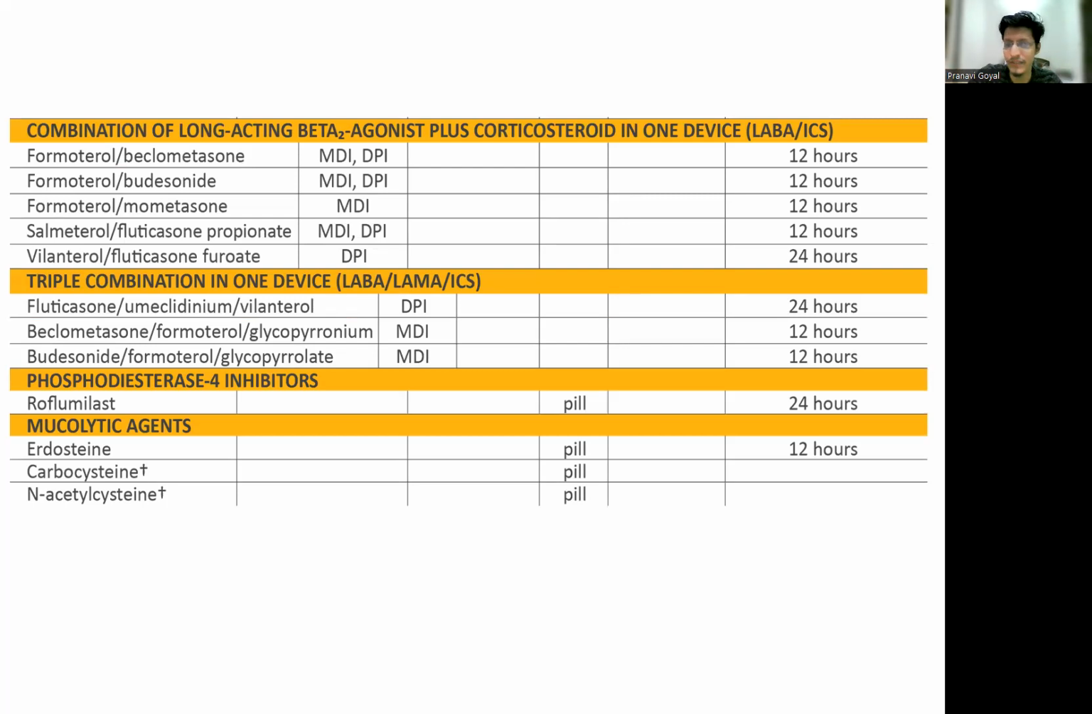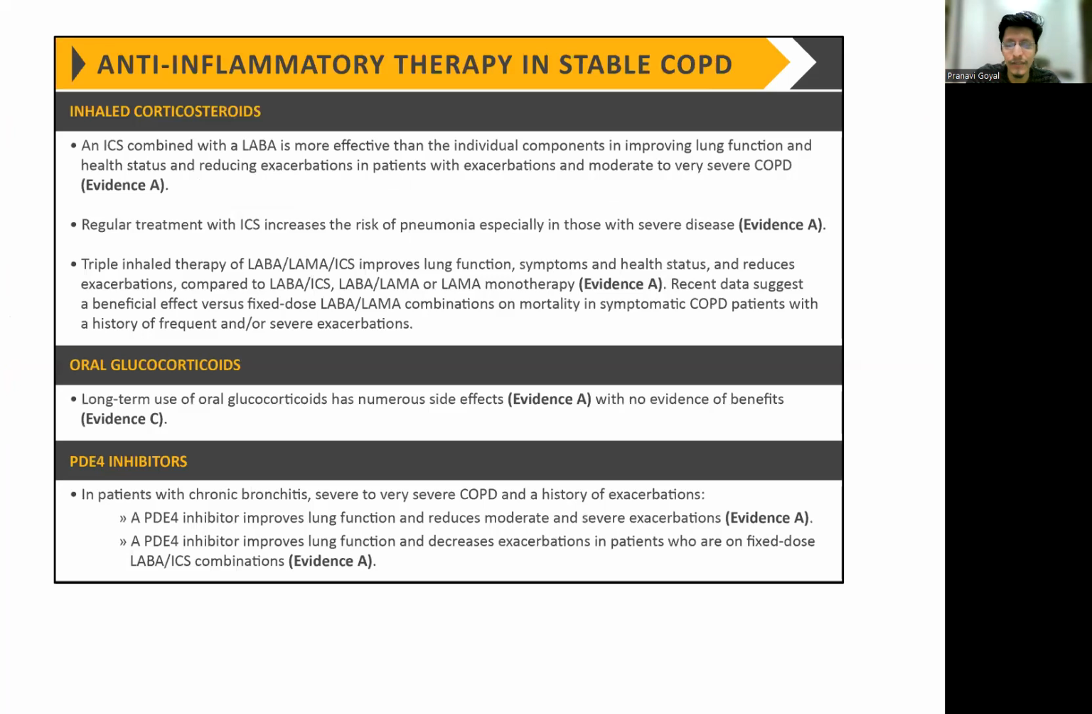You have a phosphodiesterase-4 inhibitor, roflumilast. We have mucolytics again. They reduce the acute exacerbations. Erdosteine, carbocysteine, and acetylcysteine, which is mostly used. Now, anti-inflammatory therapy: it has been shown that anti-inflammatory therapies reduce the risk of moderate and severe COPD exacerbations, and oral glucocorticoids are not of much use and should not be used.